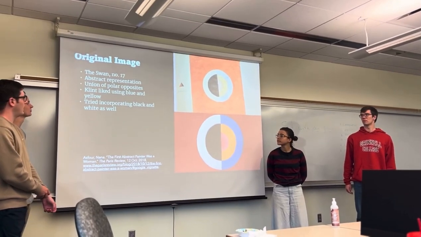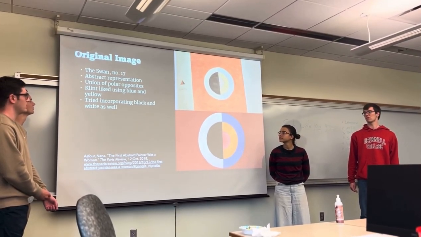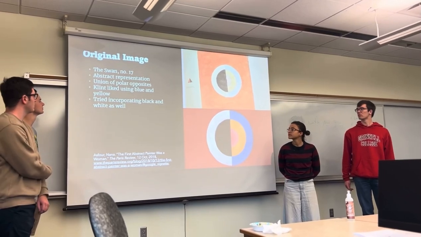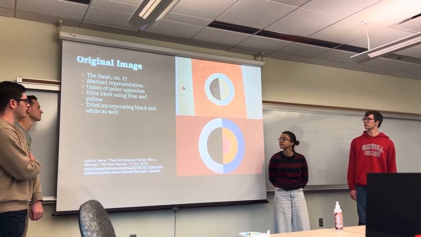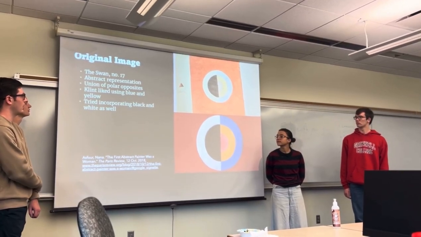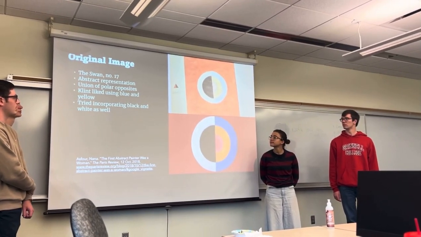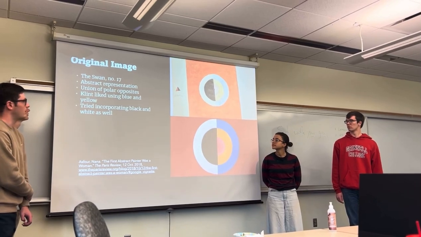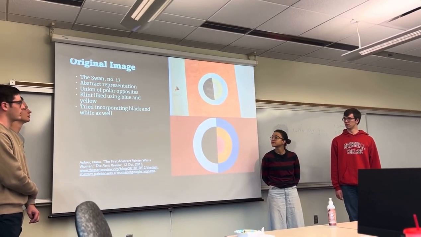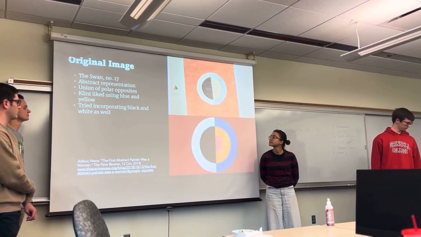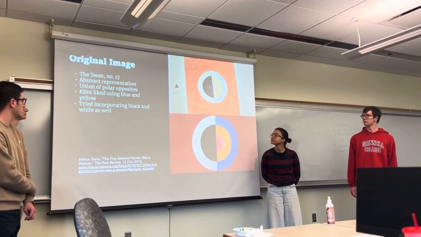Representation, and it was described as a union of polar opposites. So Clint in the past has liked using blue and yellow. In the past, Clint has said this is to represent masculinity and femininity, and then Clint also incorporated the black and white, also just to push the point of polar opposites.